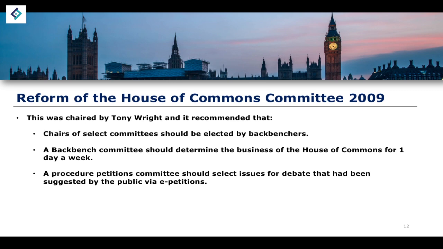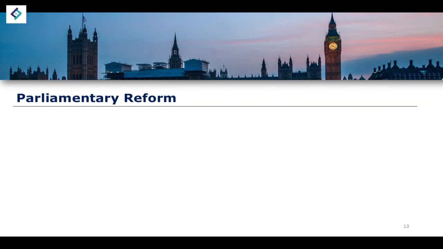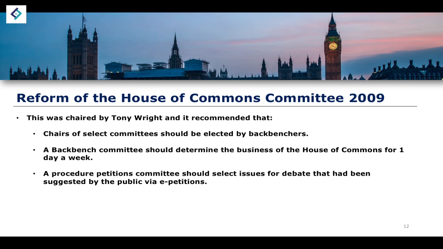A petitions committee should select issues for debate that had been suggested by the public via the use of e-petitions, and obviously we have that introduced. We have e-petitions that exist. If an e-petition gets more than 10,000 signatures, the government will write in response. If it gets more than 100,000 signatures, then it is likely that a debate will be held in the House of Commons in relation to it.